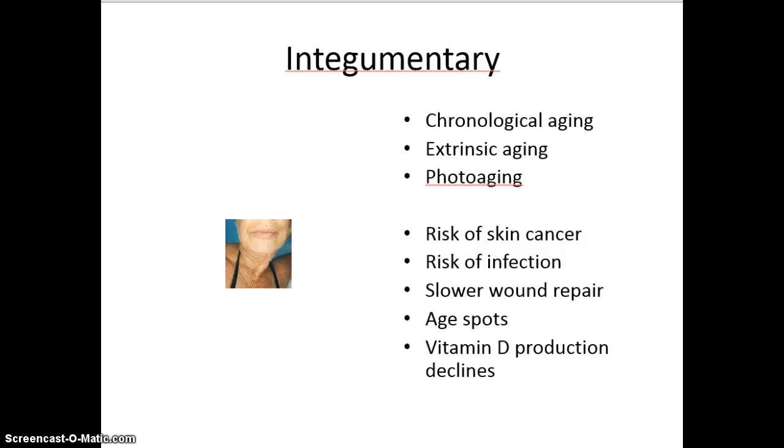Those two layers that have lost that junction now are more easily damaged. They're very susceptible to bruising and tearing of the skin, as well as blister formation. And the most noticeable of the integumentary changes is wrinkles.